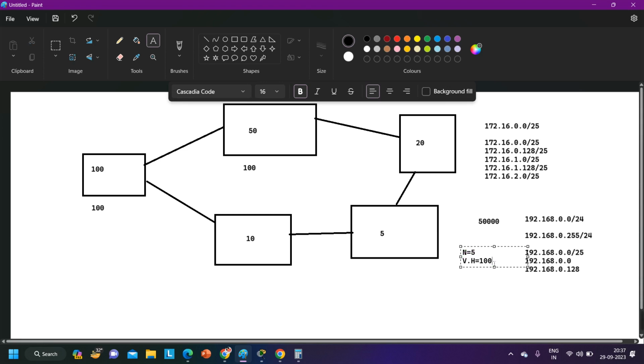No, that's slightly confusing me. If we are using 172, the first network will be 172.16.0.0, and the second network 172.16.0.128. Then it starts from the next value, which is 1.0, then 1.128, 2.0, 2.128. That is how it goes. Because for subnetting we have only 8 bits for class C, and we have 16 bits for class B.